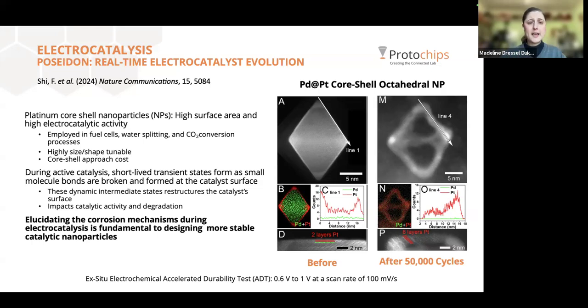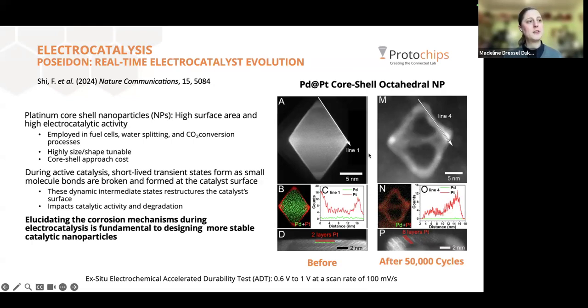And so during the active catalysis, the molecules are coming onto the surface of the catalyst. They're creating short-lived transient states. Bonds are breaking and reforming, and over time, the catalyst surface can degrade, which is going to impact its activity. So understanding what these mechanisms are is very, very critical. And so this is some ex situ results, kind of with the pristine particle. And then after a durability test, they did 50,000 of these high potential cycles. And you can see significant structural changes, and also they're losing a lot of activity.